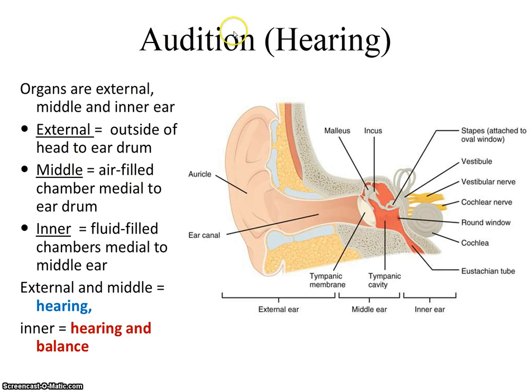All right, hearing. Audition, auditory, hearing. Here again, here's our temporal bone, and this is our external acoustic meatus right here. Organs, we have external, we have middle, and then we have internal. The internal are the truly sensory. The external and middle are just transmitting the change, sound energy, into the inner.